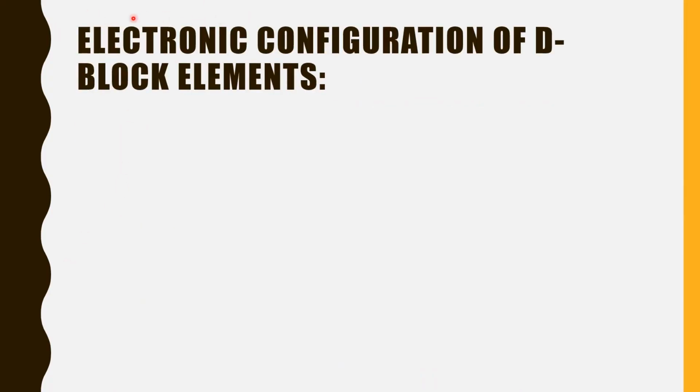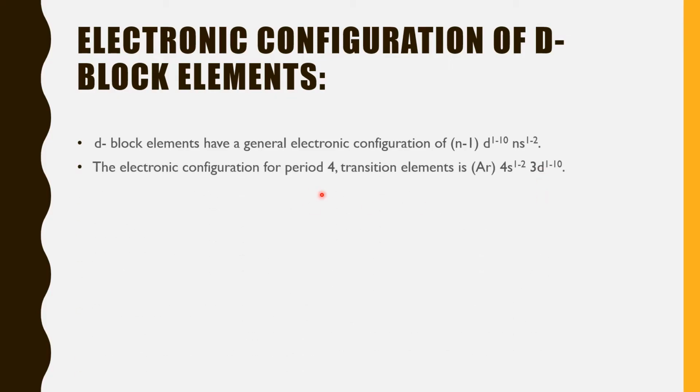Now we are going to see the electronic configuration of d block elements. As we all know, the general electronic configuration of d block elements is (n-1)d1 to 10 ns1 to 2. Then we have to see the general electronic configuration of each series. For period 4 or 3D series, the electronic configuration is argon 4s1 to 2, 3d1 to 10.